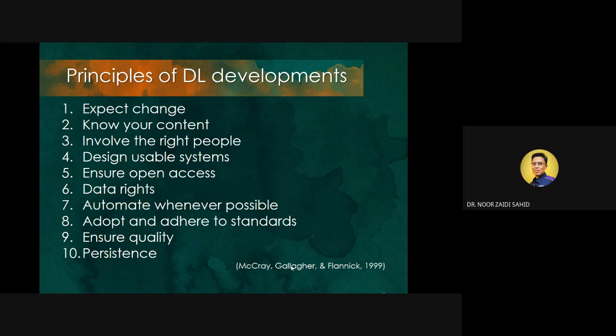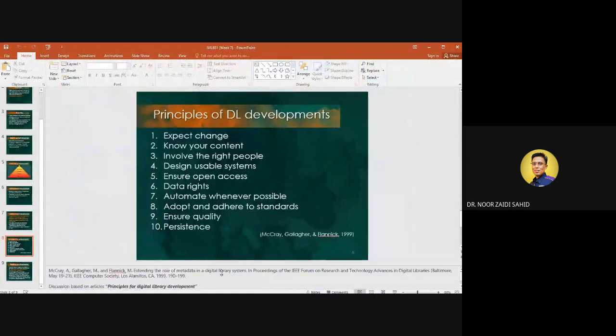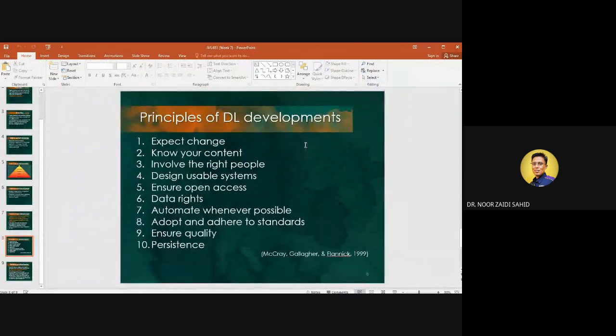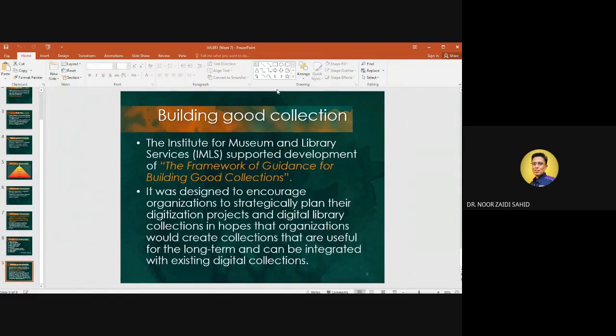Okay, so basically these are the 10 principle of digital library developments according to McRae, Gallagher and Flanagan. However, this is not a standards. Yeah, this is more to recommendations or suggestions of principle by this author. Yeah, but then there's also sumber yang lain lah, sumber yang lain yang boleh dijadikan prinsipal juga dalam pembangunan digital library.